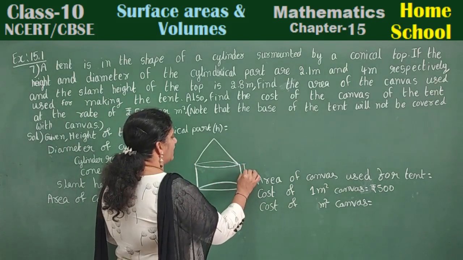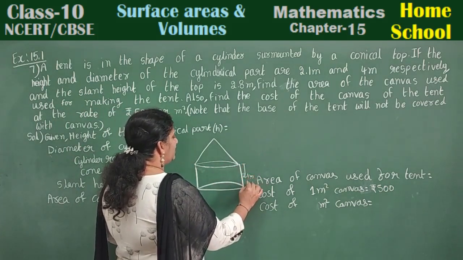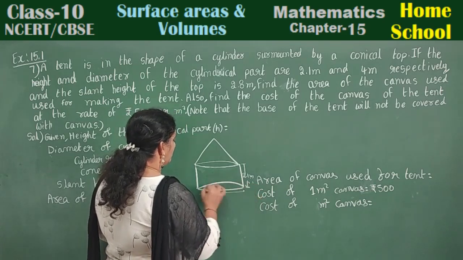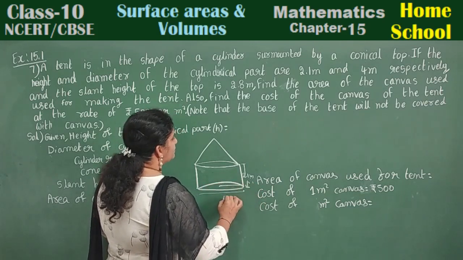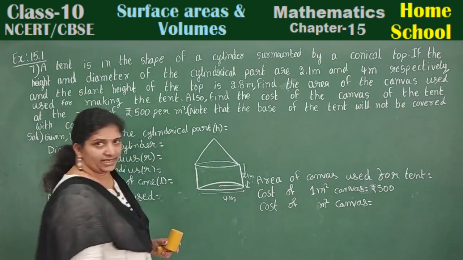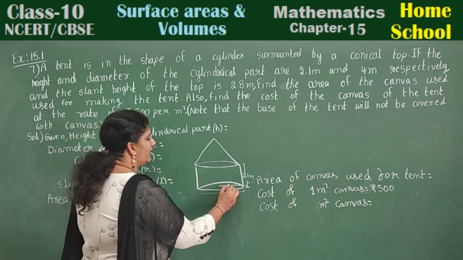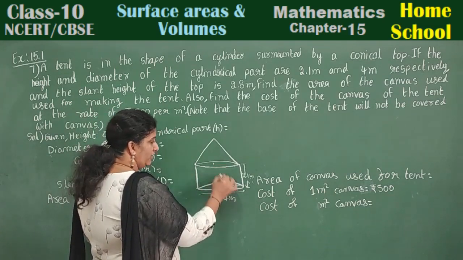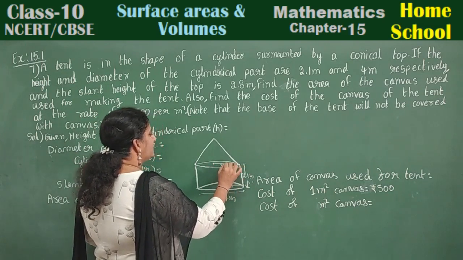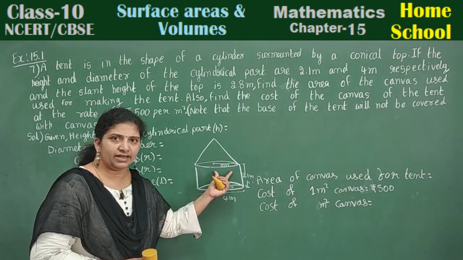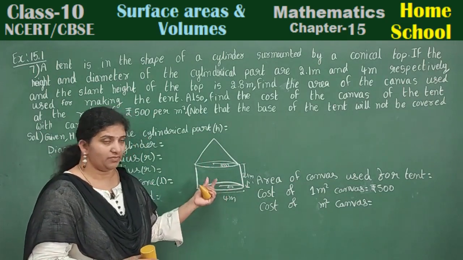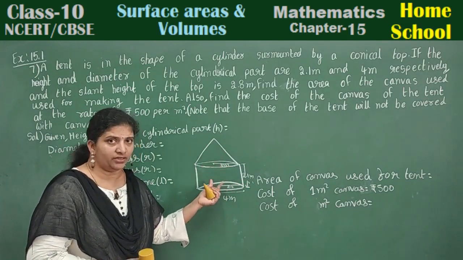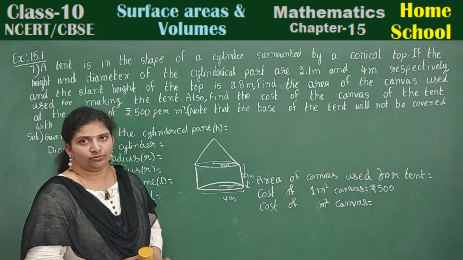Height of the cylindrical part is 2.1 meters and its diameter means from here to here. Diameter is 4 meters. Then its radius, cylindrical part radius 4 by 2 will be 2 meters. If this is 2 meters, then this radius also will be 2 meters. Cylindrical radius and cone radius will be same. If cylindrical part radius is 2 meters, on top of it a cone is surmounted. Therefore, cone radius is also 2 meters.